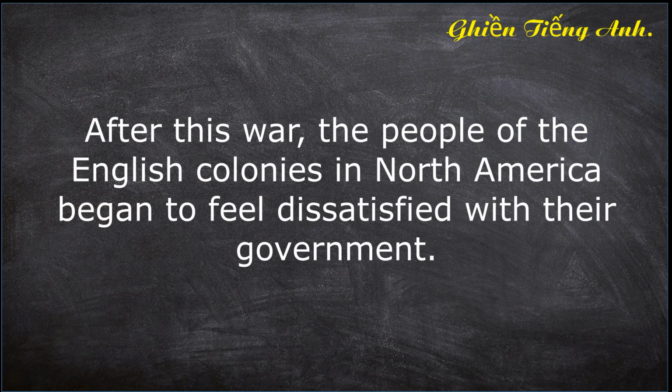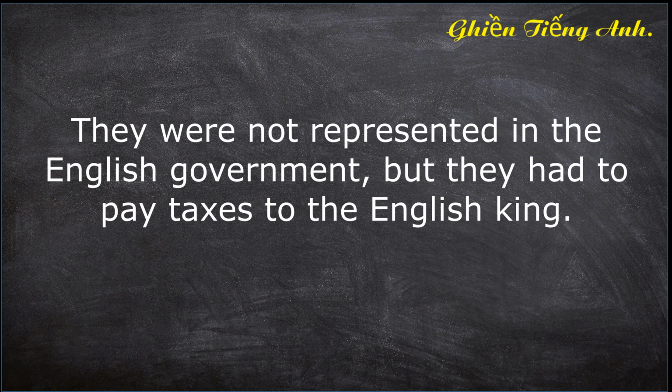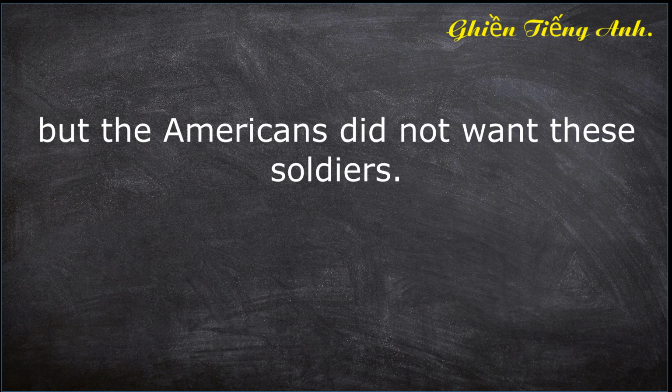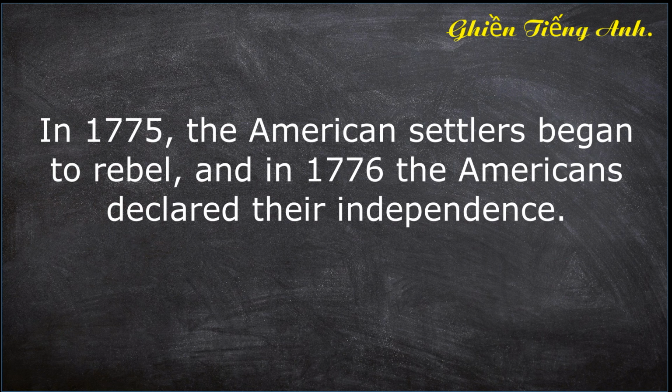After this war, the people of the English colonies in North America began to feel dissatisfied with their government. They were not represented in the English government, but they had to pay taxes to the English king. The taxes were used to pay for English soldiers who defended the American colonies, but the Americans did not want these soldiers. In 1775, the American settlers began to rebel, and in 1776, the Americans declared their independence.